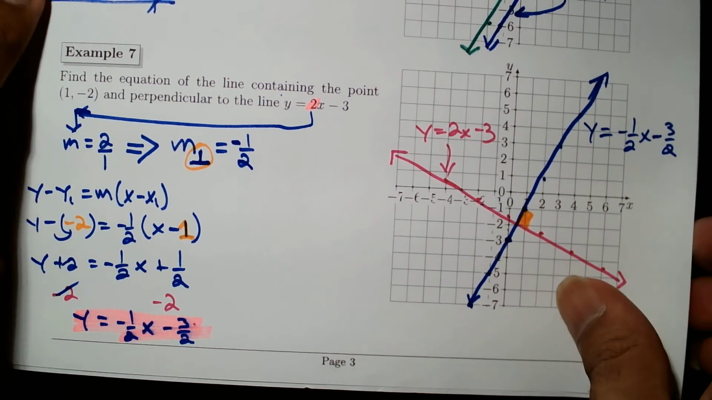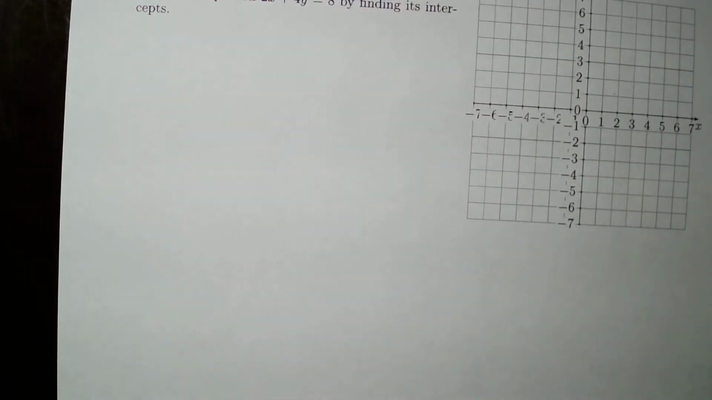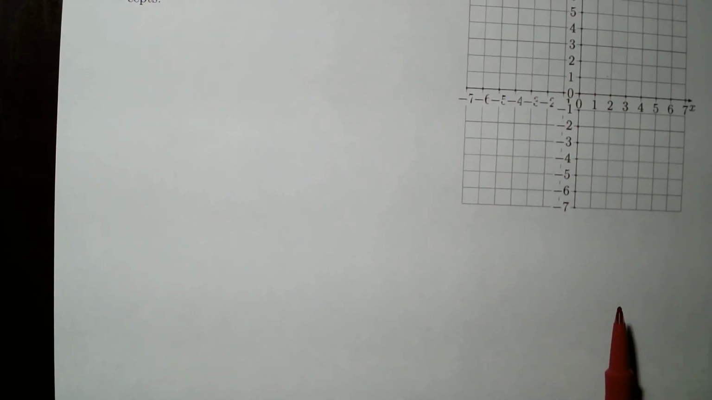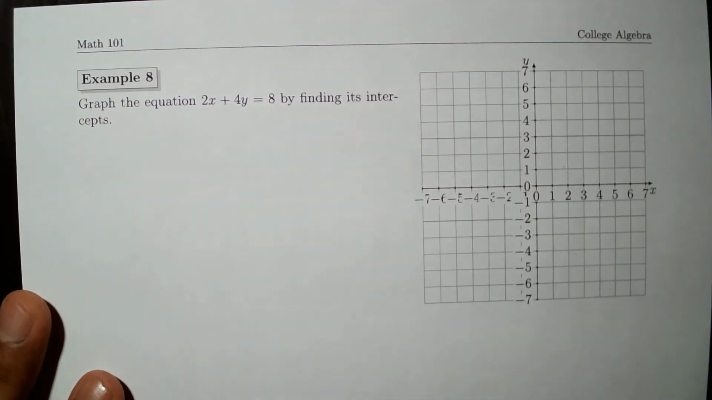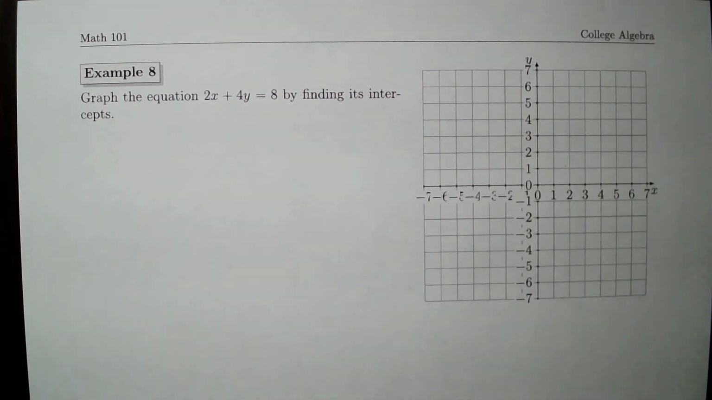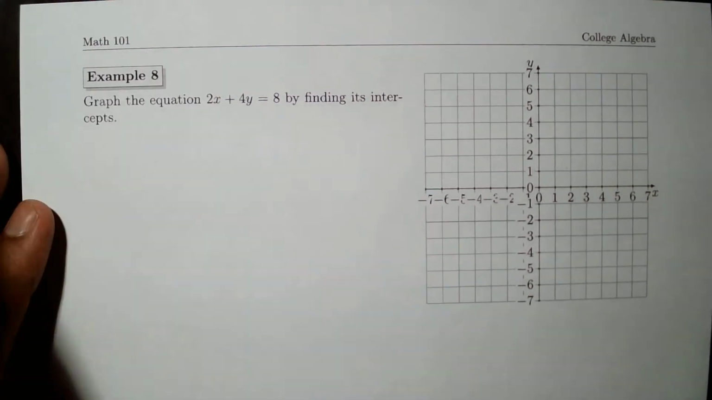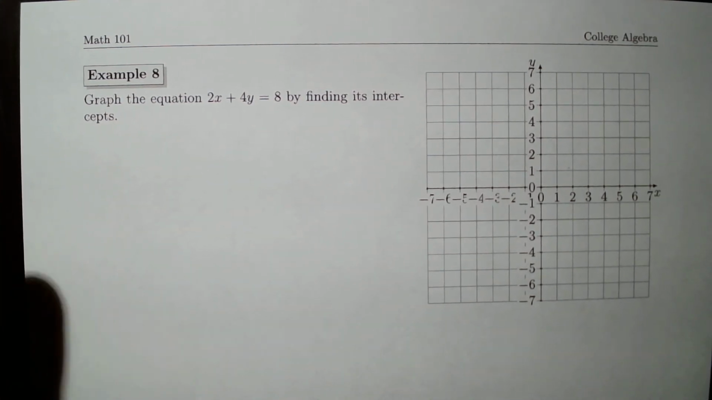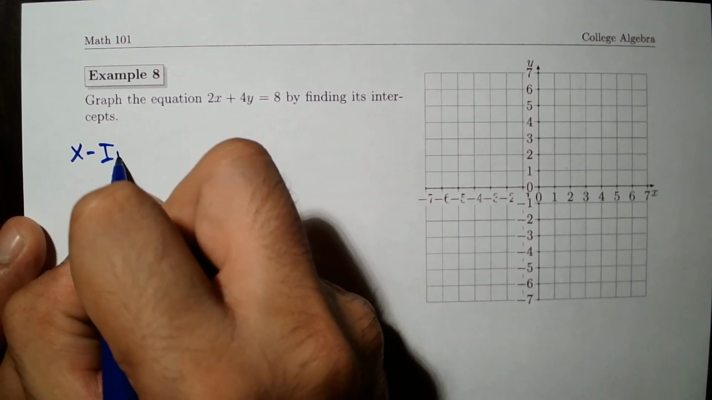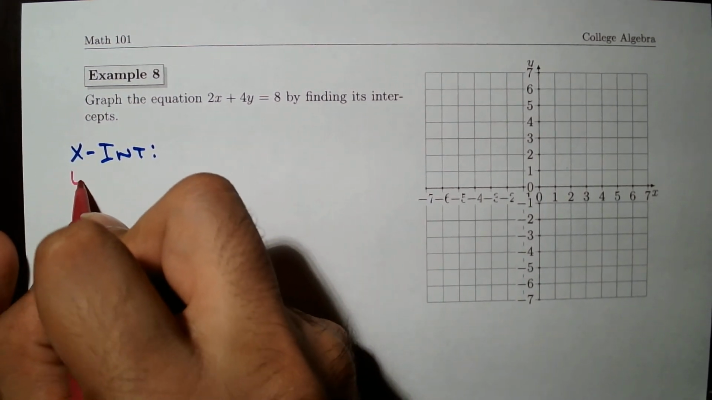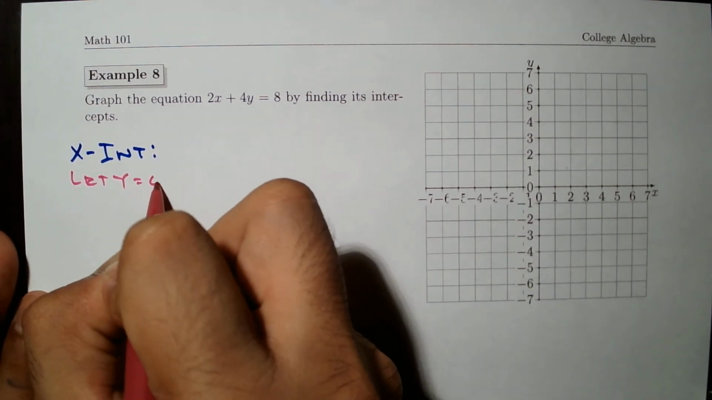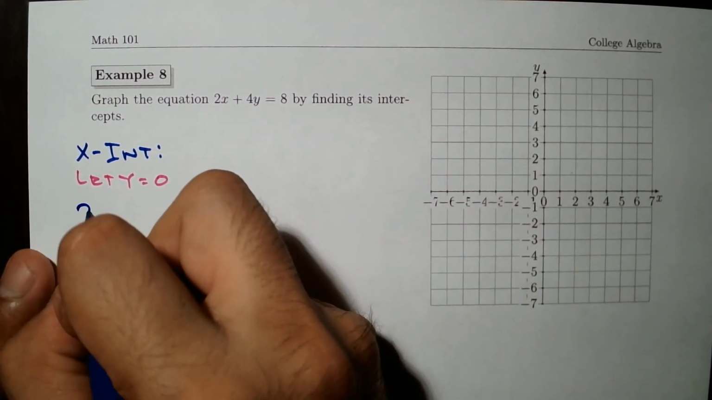Alright, let's do one more example regarding equations of lines, and that's another very classical problem. Graph the equation of the line by finding its intercepts. So not by drawing a table of values or by solving for y and then doing the rise over run, but rather by finding the intercepts, which is what we learned in the previous section. Let's find the x-intercept. Recall that in order to get the x-intercept, you let y equal 0 and solve for x.